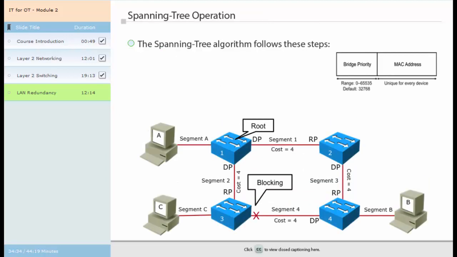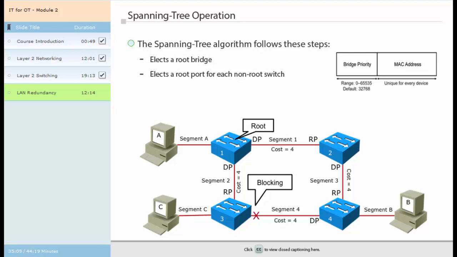These are the steps of the Spanning-Tree algorithm. 1. Spanning-Tree elects a root bridge. The root bridge becomes the switch with the lowest bridge ID. There can be only one root bridge per network. Bridge ID is a combination of bridge priority and the MAC address of the switch. Bridge priority is a number between 0 and 65,535, and the default is 32,768. 2. STP elects a root port for each non-root switch based on the lowest root path cost.